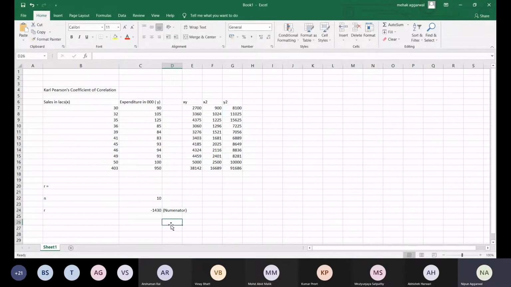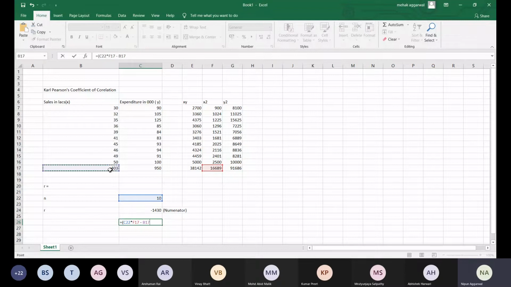Now for the denominator it is n summation x square. So which will be equal to n summation x square. So n is 10 into summation x square. So n summation x square minus of summation x whole square. So minus summation x whole square. So that becomes your first part and the under root of the same. So that becomes this to the power 0.5.